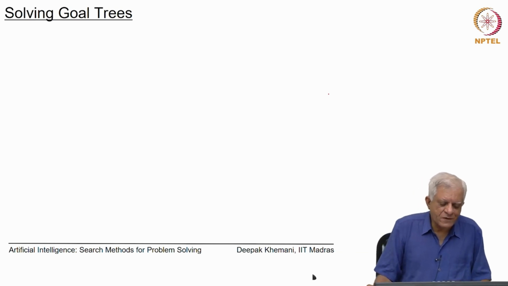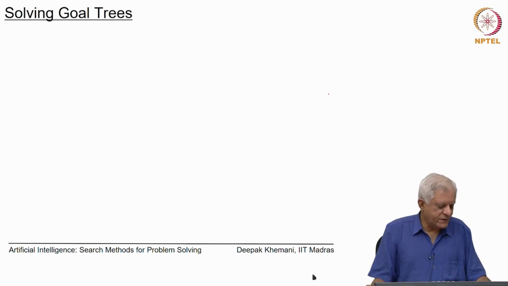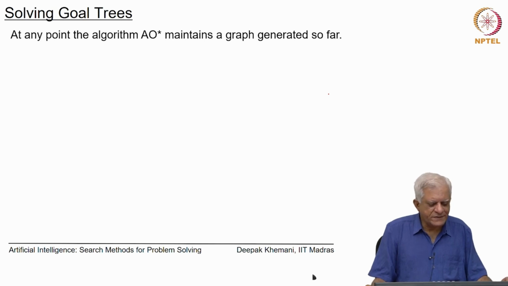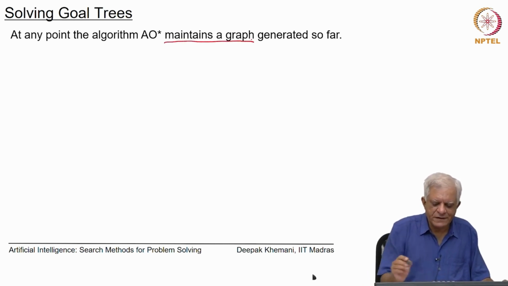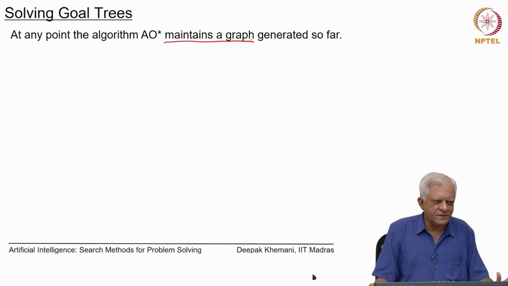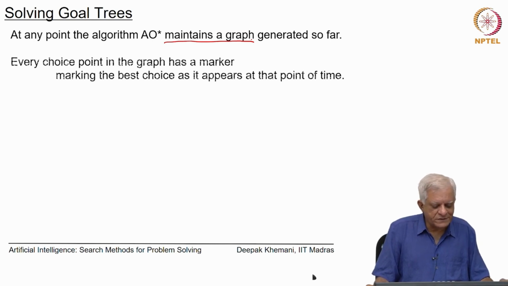Now, how do we solve goal trees? We said that we will be using a heuristic function to guide search, and let us look at this process. This algorithm that we will call the AO star algorithm maintains a graph, which is different from the earlier approaches, where we maintain some kind of priority queue which contains the open and the closed lists. The AO star maintains a graph explicitly.